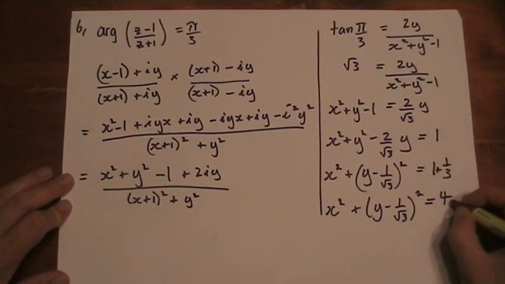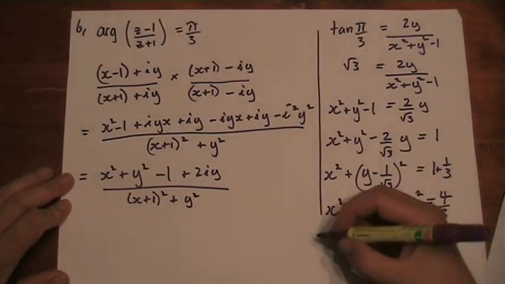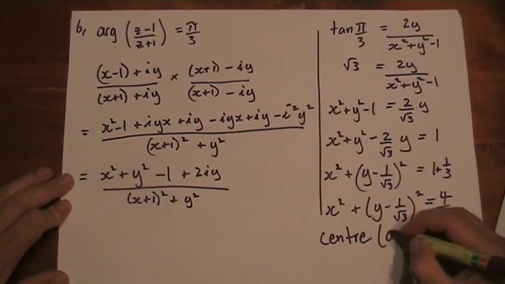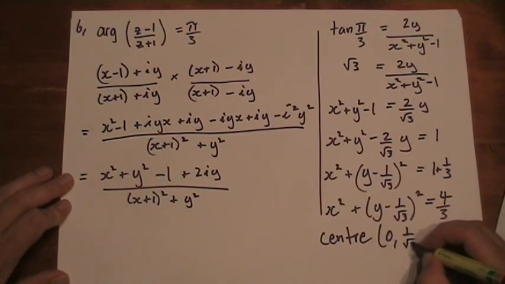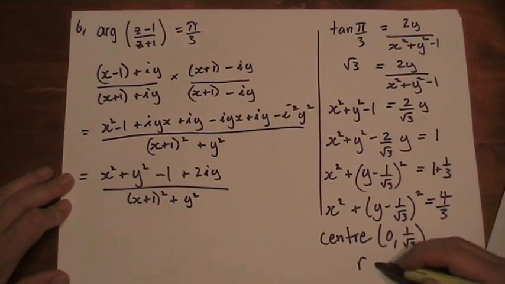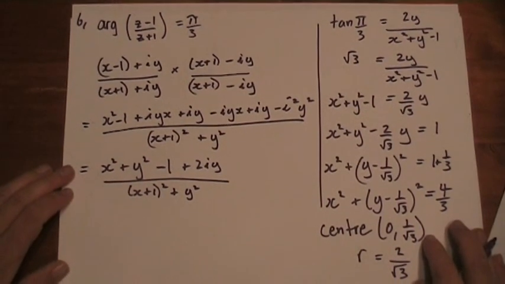This becomes 4/3, and so what I have is a circle. I have the centre at 0, 1 on root 3, and I have the radius. Square root of this, square root of 4 is 2 on root 3. 2 on root 3 there.